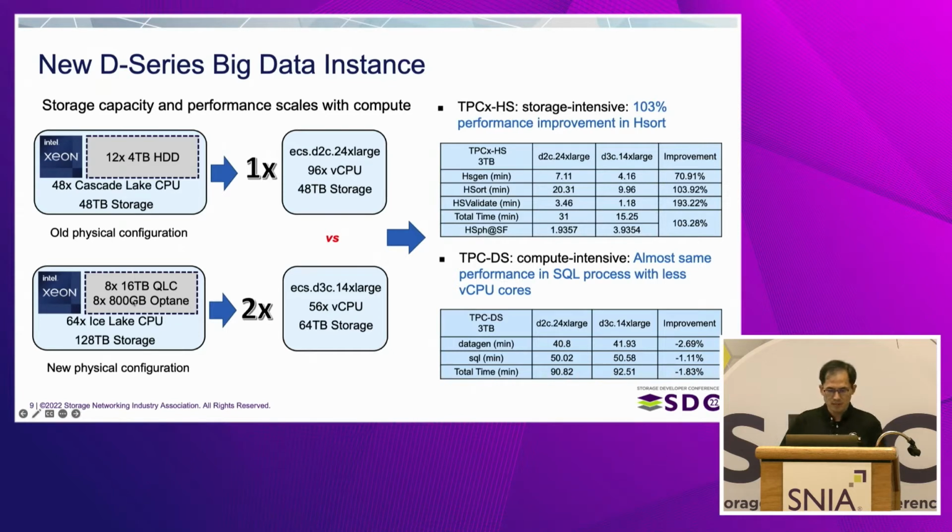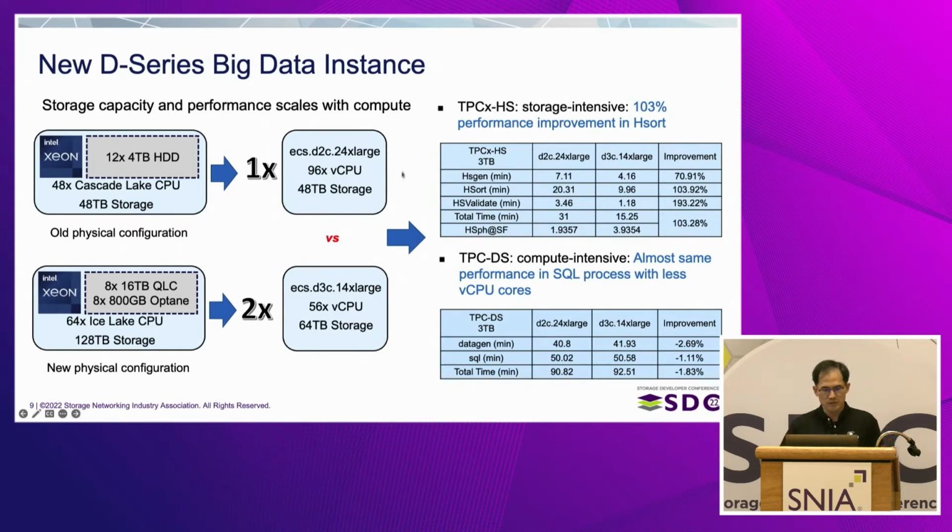Also, as the compute and the storage density increase, one physical server could provide 2 largest standard instances. As shown here, one physical server with 64-core Skylake CPU and 128 terabyte storage can provide 2 instances, each with 56 virtual CPUs and 64 terabyte storage. In the previous generation, one physical server with 48 cores of Cascade Lake CPU and 48 terabyte storage can only provide one largest instance, which has 96 virtual CPUs and 48 terabyte storage.